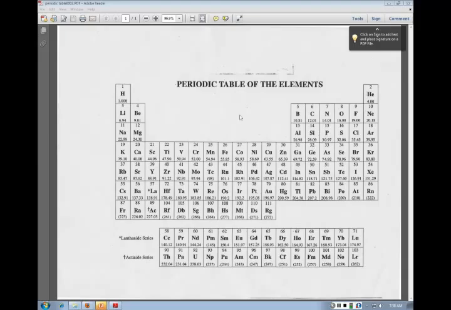So from the periodic table, so far, all we can tell is what the element is and how many protons it has, and therefore how many electrons it will have in a neutral element. We don't know necessarily how many neutrons there will be. You need to be given the mass number if you want to know how many neutrons it has.